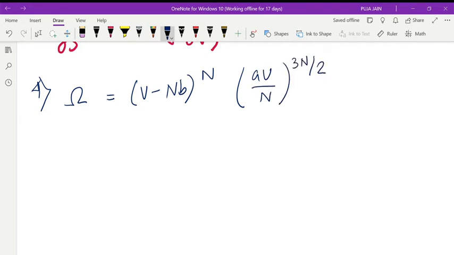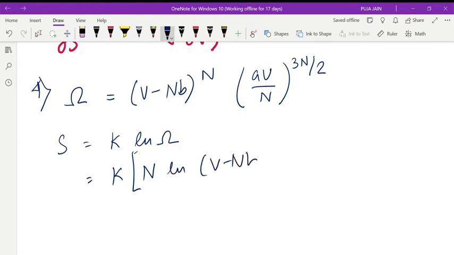Okay, whenever we are getting this omega, first thing in our mind, what more information can we get? Like microstate is given. We know one formula, S is equal to k ln omega. This must come instantly, right? K is what? Boltzmann constant. S is what? Entropy. Okay, so let's write this k ln omega. Now taking ln, we are getting N ln (V minus Nb) plus 3N by 2 ln (aU by N).